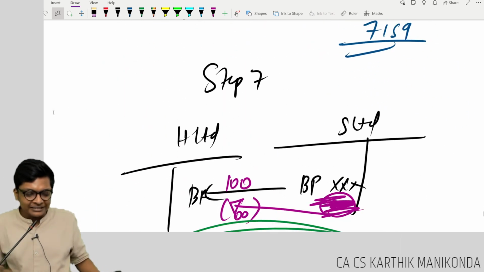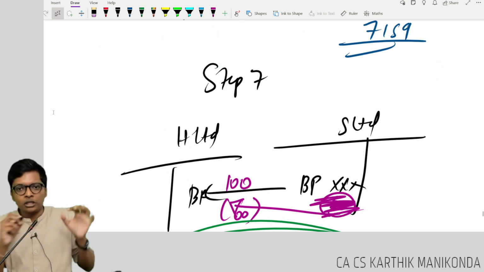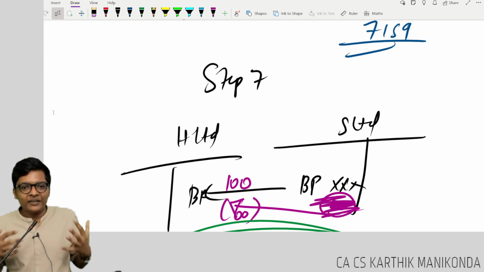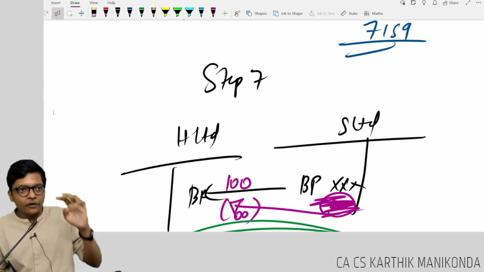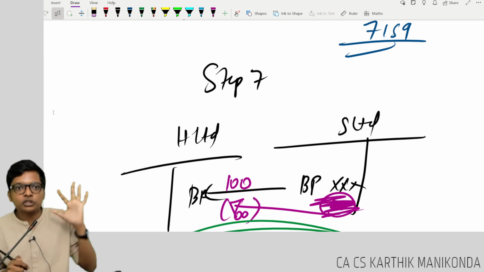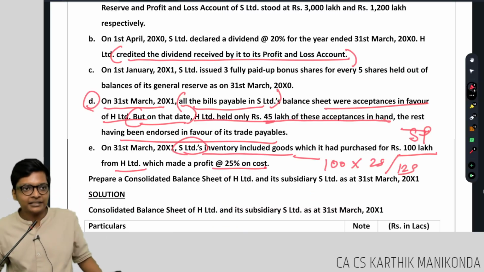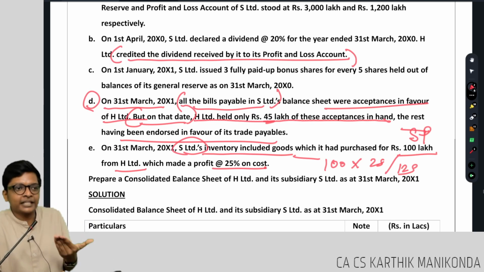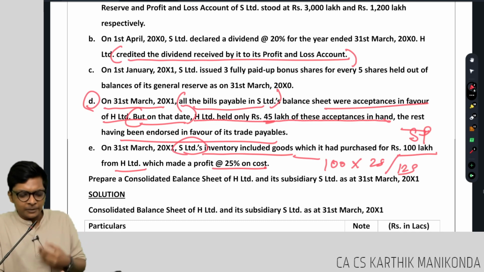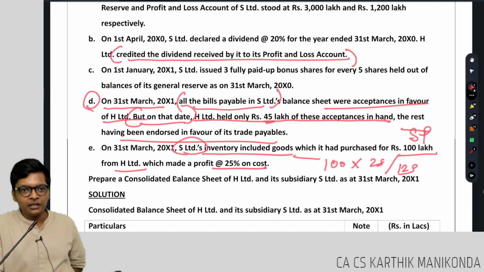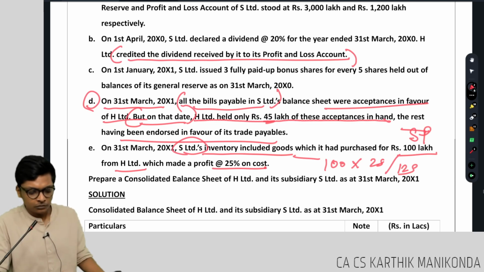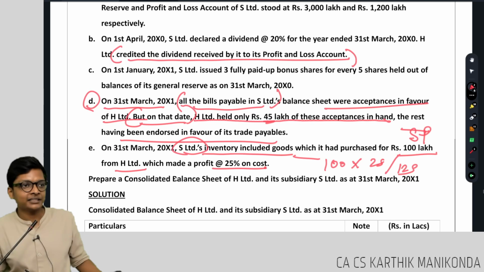So in step number 7, I will just write down a note. Bills receivable and bills payable of holding and subsidiary will be adjusted to the extent of 45, full stop. That's it. Are you following, guys? You will write a note for your own reference, like a working note, why you are doing the adjustment. Bills receivable and bills payable will be set off to the extent of 45. That's it. Done, guys?